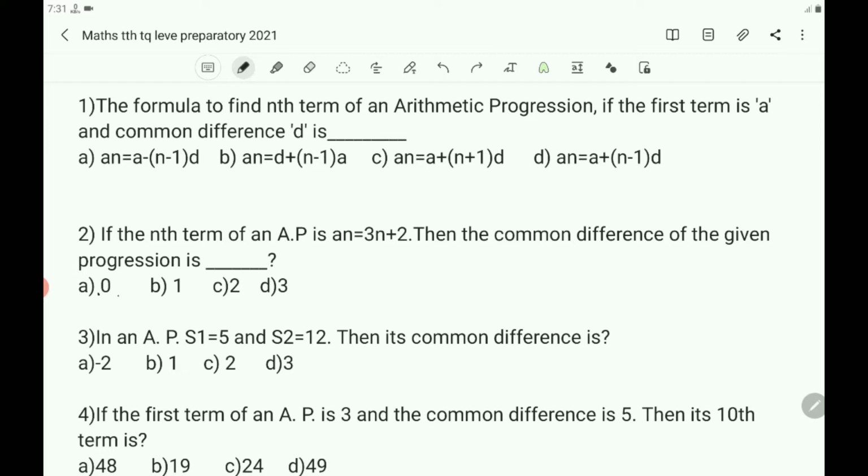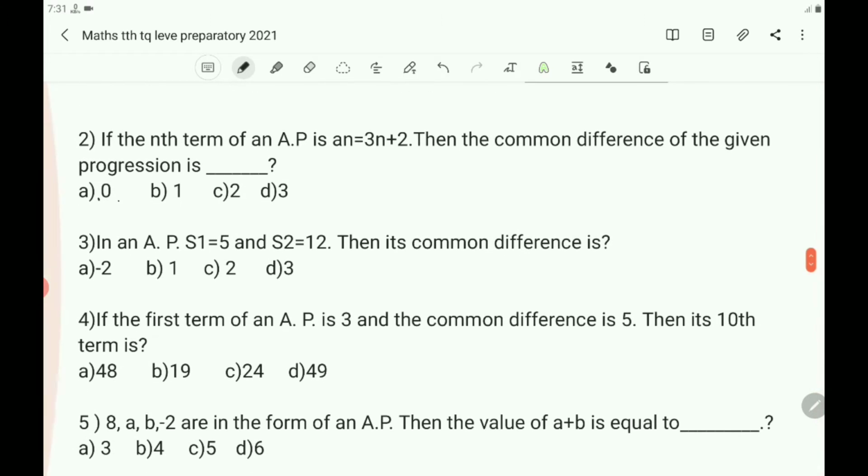Next, here in the place of minus, plus is there, it must be minus. Next, the D option, an = a + (n - 1) d, is the correct answer. That is, option D is the answer. So here you know that the formula to find the nth term of an AP is an = a + (n - 1) d. Option D is the answer.